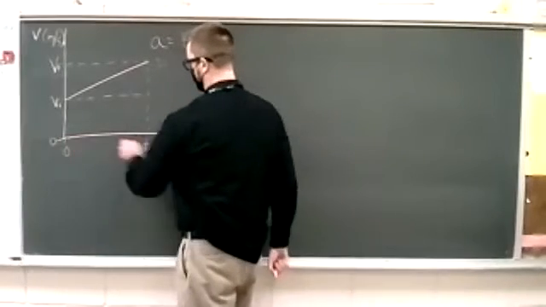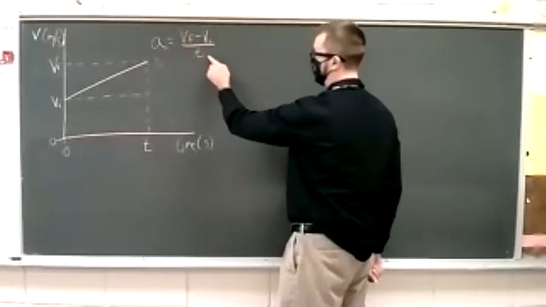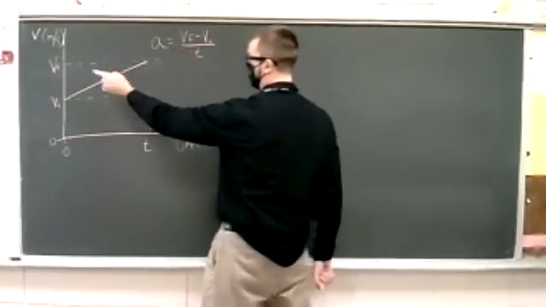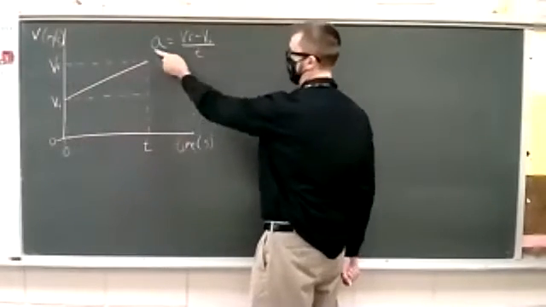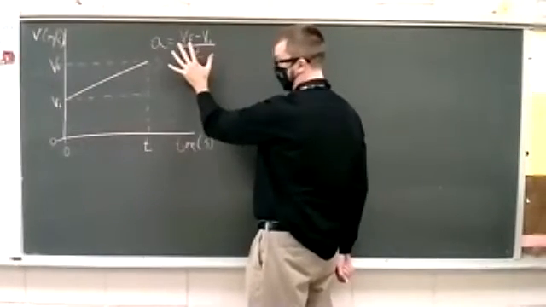So that happens over this time. That's like the run. So rise over run, that's the slope. The slope of a velocity time graph gives acceleration. This is like the definition of acceleration.